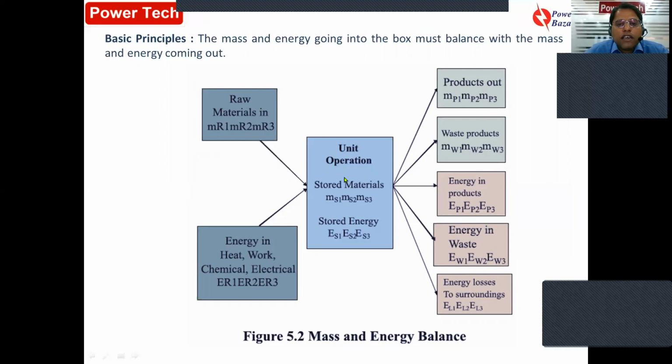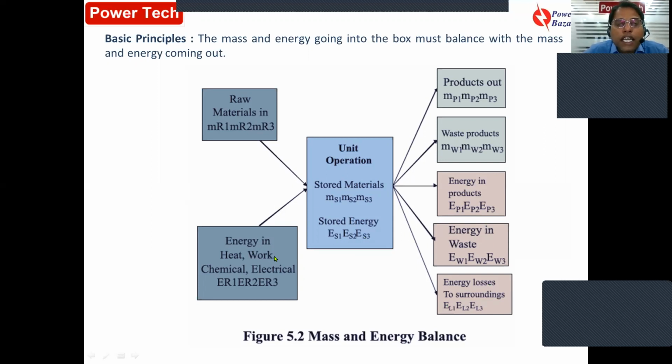In this case, this is the unit operation. There is some stored material inside and some stored energy is also inside. So raw material is equal to stored material plus product output plus waste products, that is material balance. Similarly, energy: some stored energy, energy in product, energy in waste, energy losses to surroundings. Now, this whole is basically known as mass and energy balance.